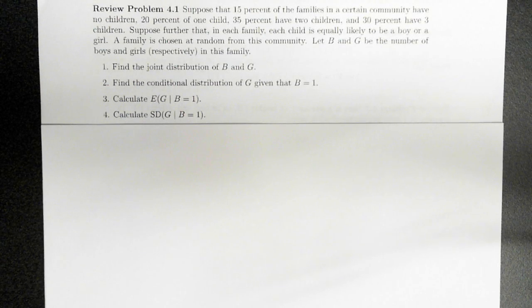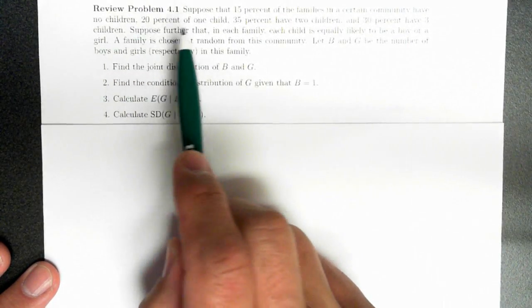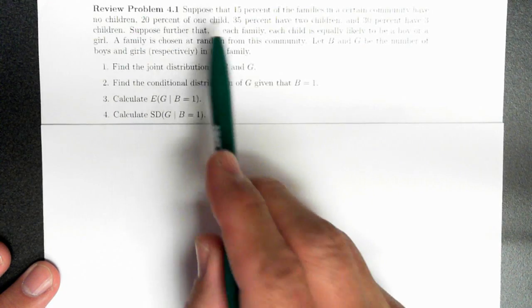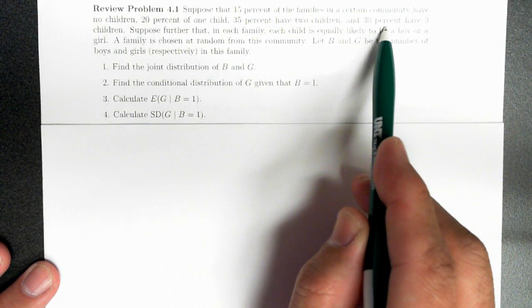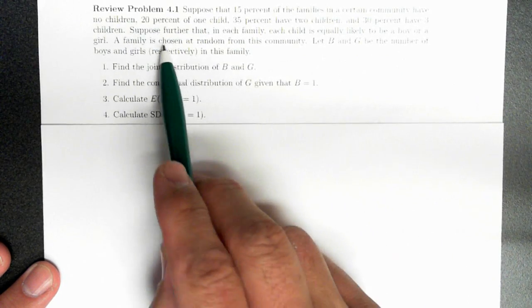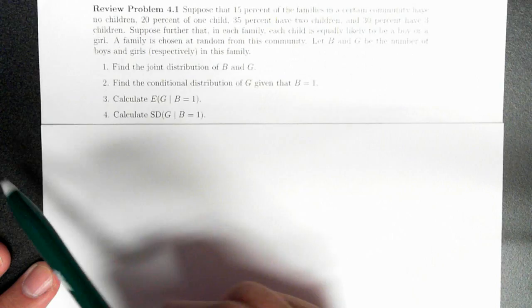Okay, let's take a look at review problem 4.1. Let's suppose that 15% of families in a certain community have no children, 20% have one child, 35% have two children, and 30% have three children. Suppose further that in each family, each child is equally likely to be a boy or a girl.